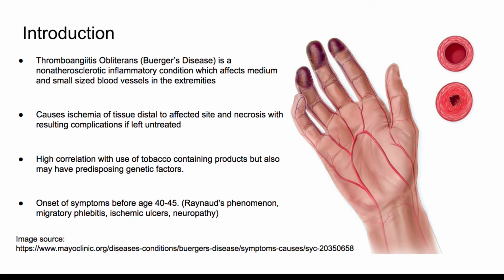There may be evidence of predisposing genetic factors. The symptoms usually occur between ages 40 to 45 and include Raynaud's phenomenon, migratory phlebitis, ischemic ulcers, and neuropathy.